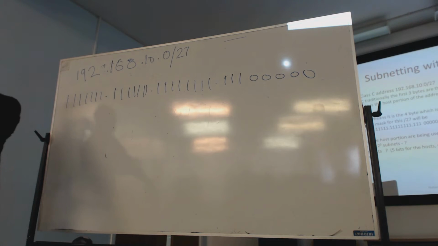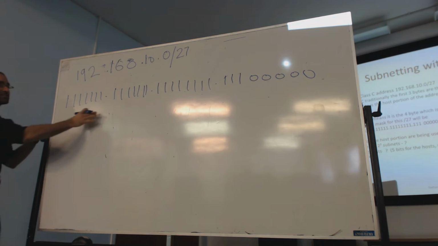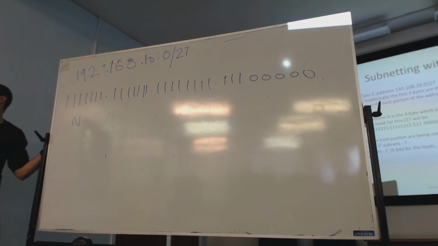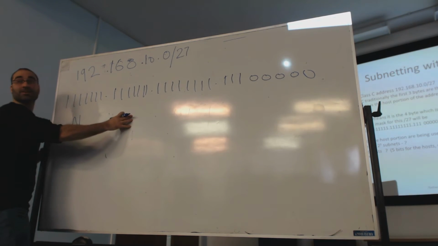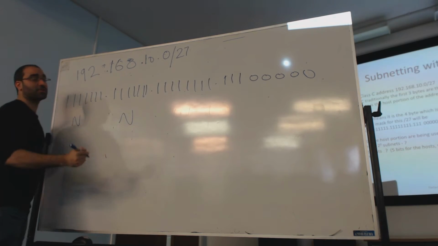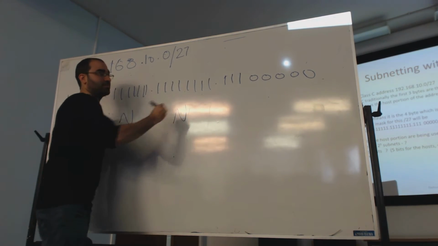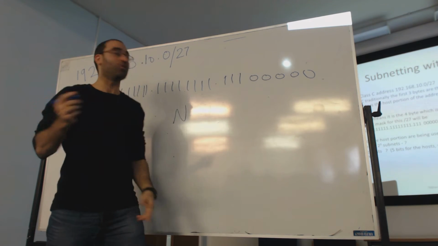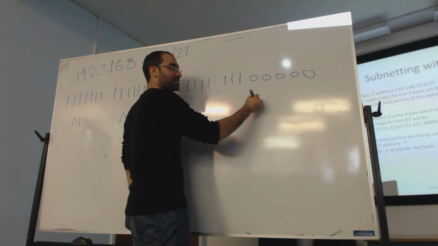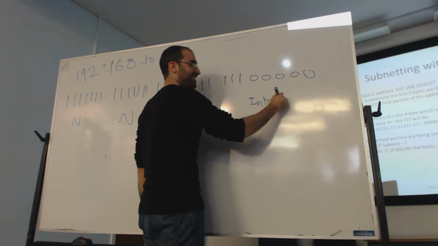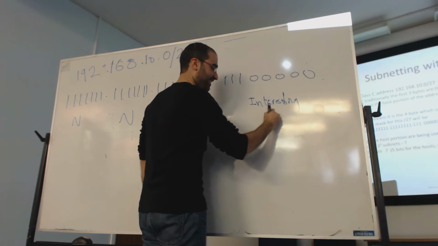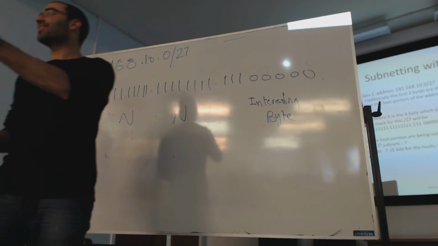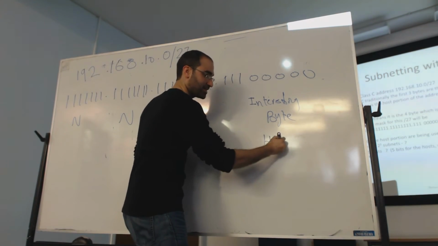So wait a minute now. Where is the network portion? Is the first one network or a host? Because it's the number of ones. Second portion. Third. Fourth. Both. So that one we call the interesting byte. What does that mean? It has both: your hosts plus your network.